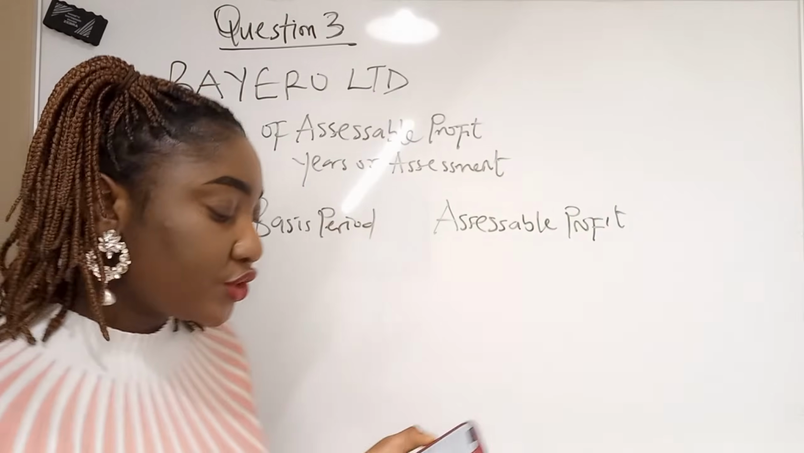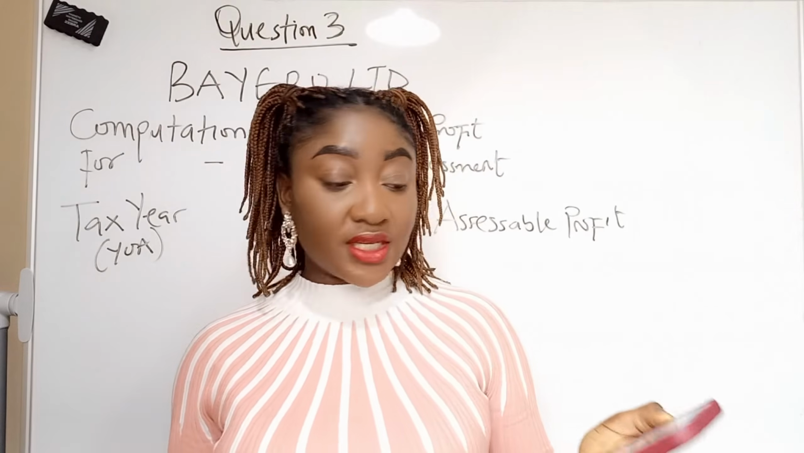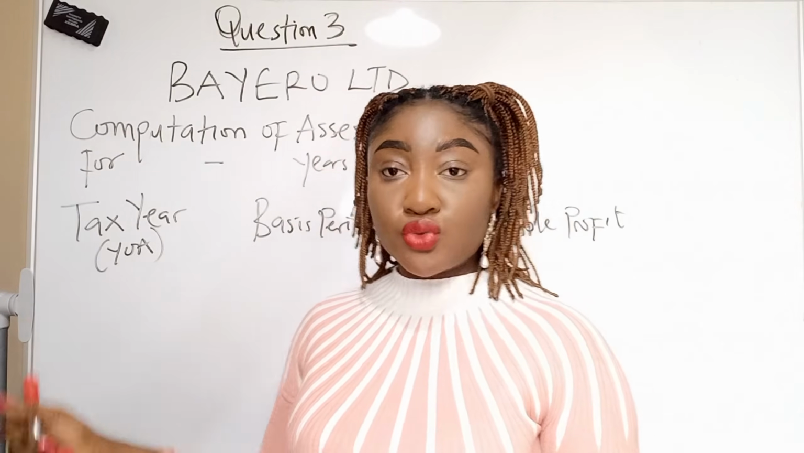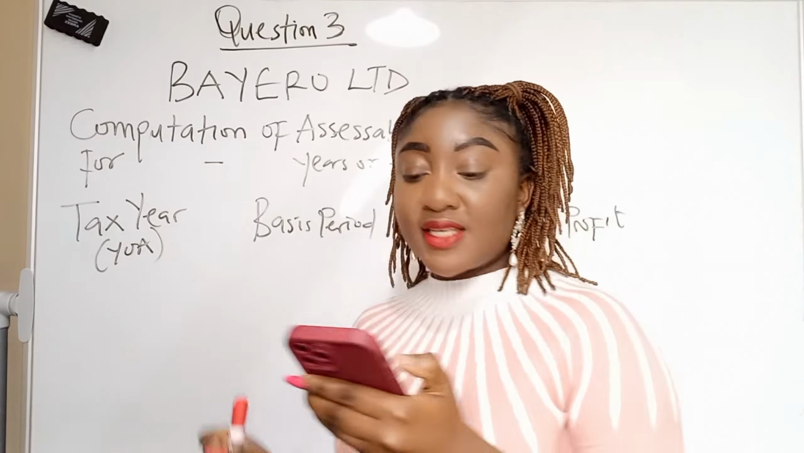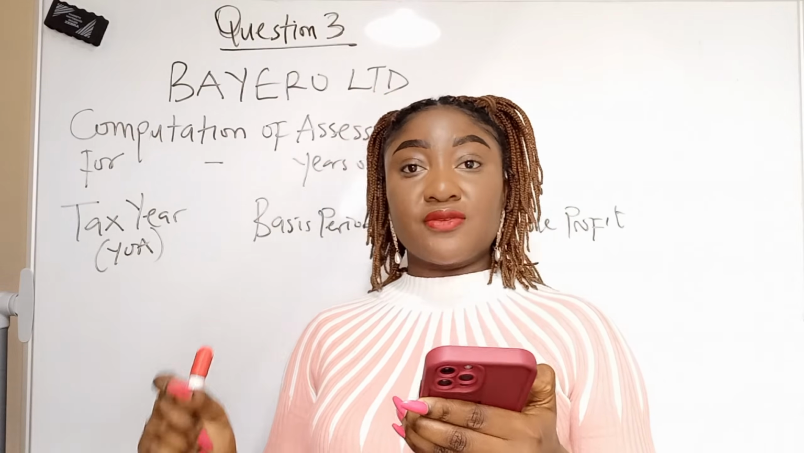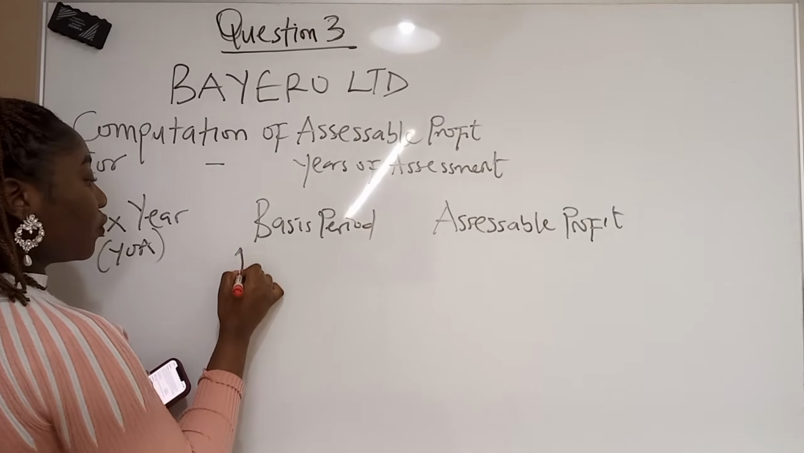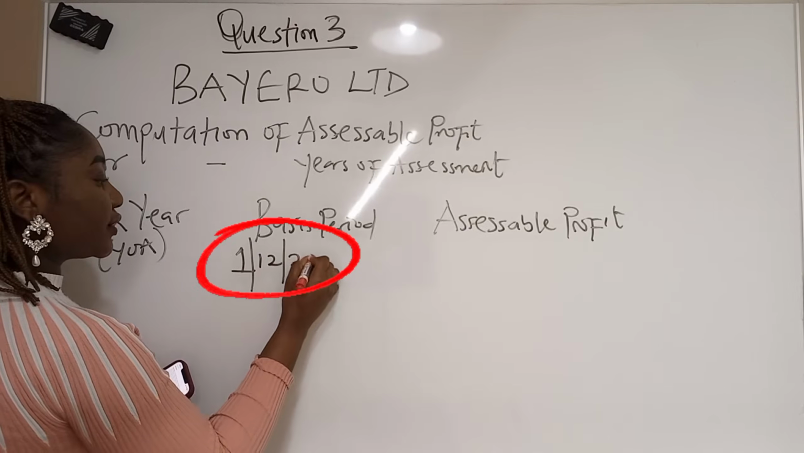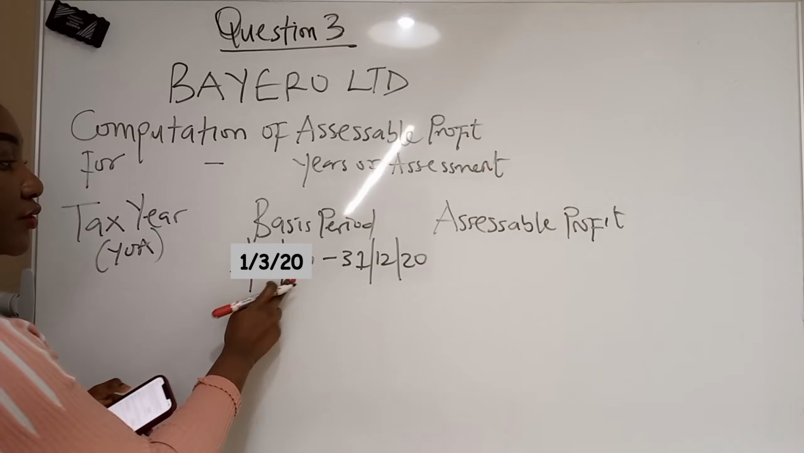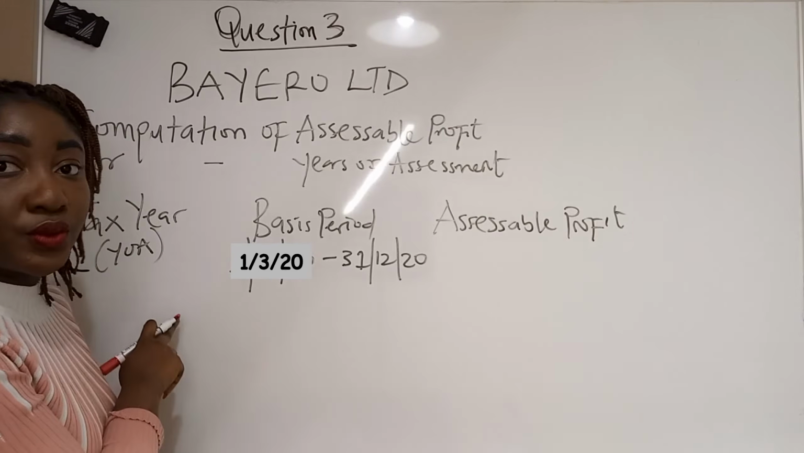This is a commencement question, so you apply the commencement rule. Biro commenced business on 1st of March 2020, and the rule says for the first relevant year of assessment, it is the commencement date to the first accounting year end. They prepare their account to 31st December each year, so it's going to be 1st of March 2020 to 31st of December 2020. Now this is going to determine our tax year, and that is going to be 2021 tax year.